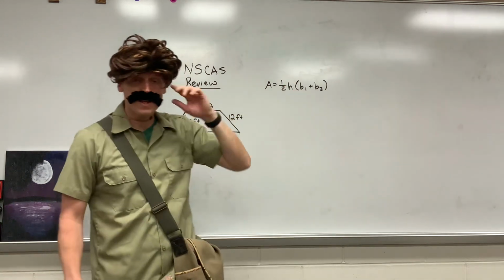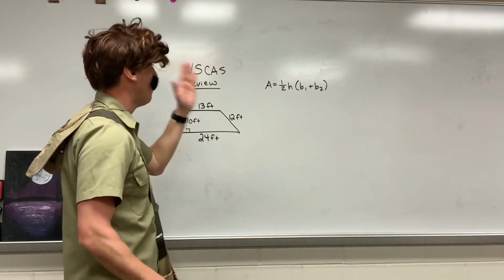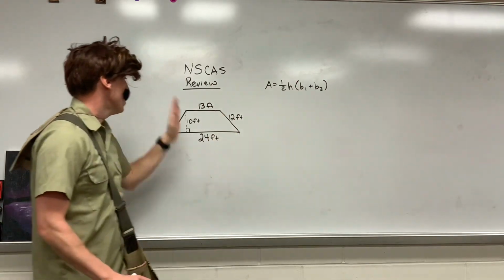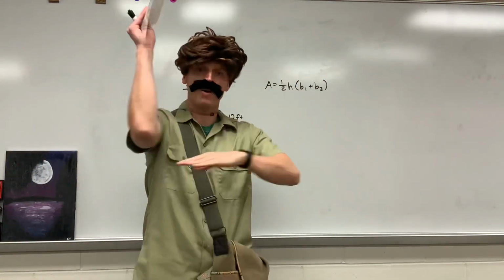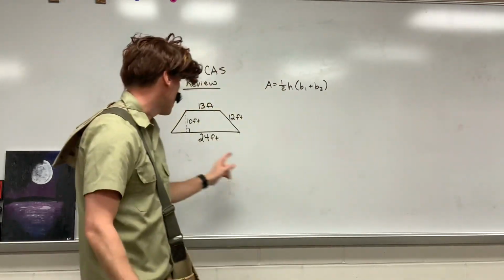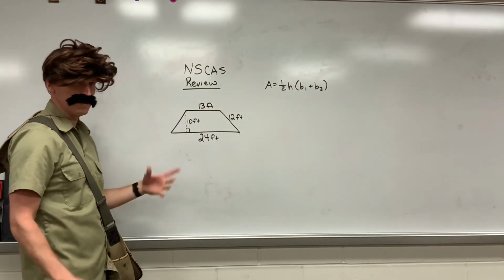We're finding the area using this formula: A equals 1/2 height times base 1 plus base 2. First of all, the bases and the heights for every shape on this reference sheet will always be perpendicular to each other. It will always make exactly a 90-degree angle. So this is our height, this is our base 1, base 2. Doesn't really matter which one's which.